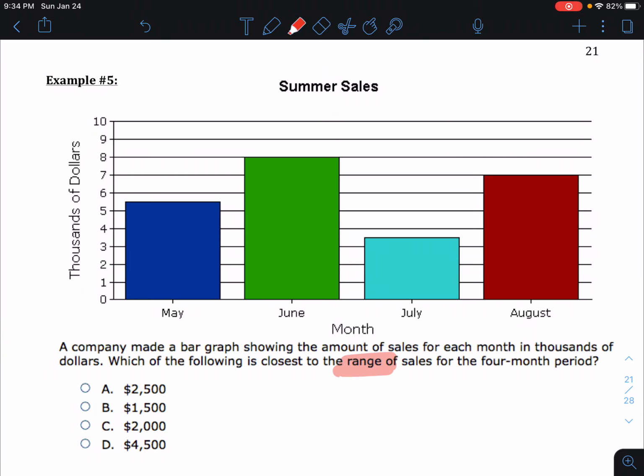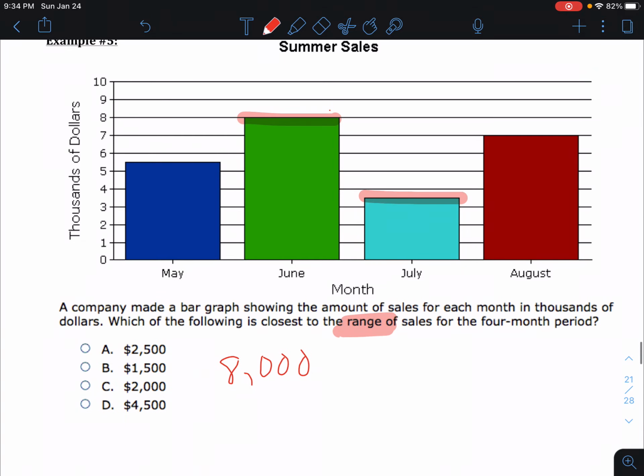So let's figure out the range of the sales. Remember, range is just highest to lowest. The highest is in June, and the lowest is in July. So let's calculate what that range is. The June has 8,000 minus July's 3,500, and that gives a range of $4,500. So there it is. D is your answer.